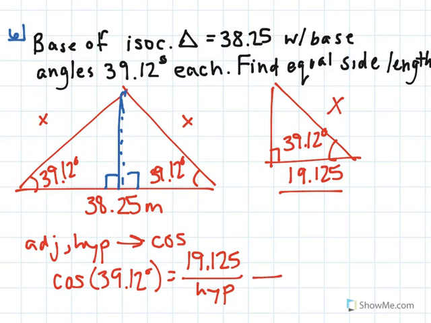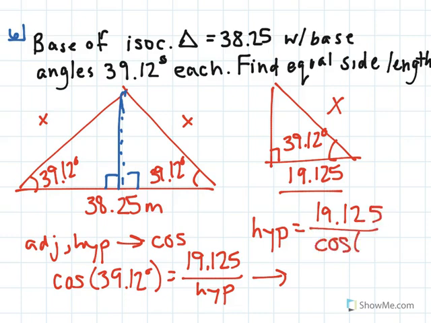So simplifying that, the hypotenuse is going to be equal to 19.125 over cosine of 39.12 degrees. If you plug that into your calculator, the side x of the isosceles triangle, which is the length of the equal sides, is going to be 24.65 meters.